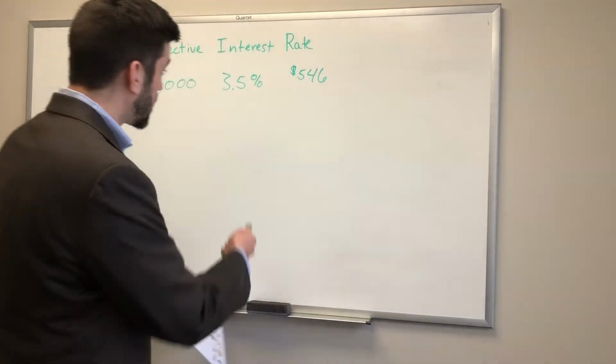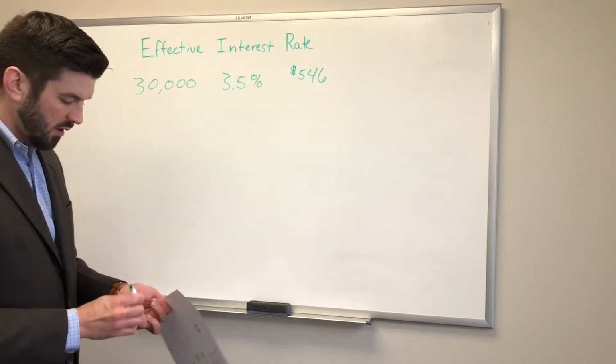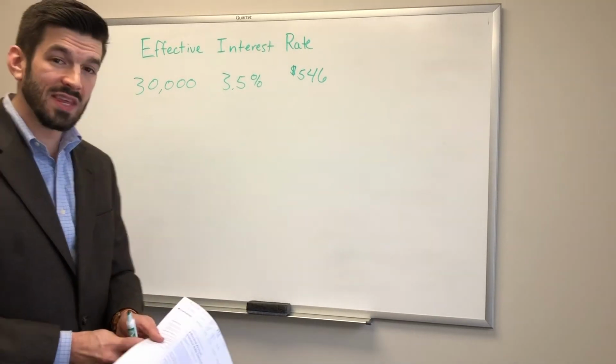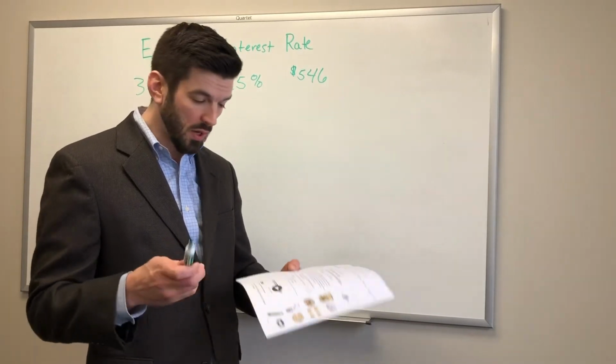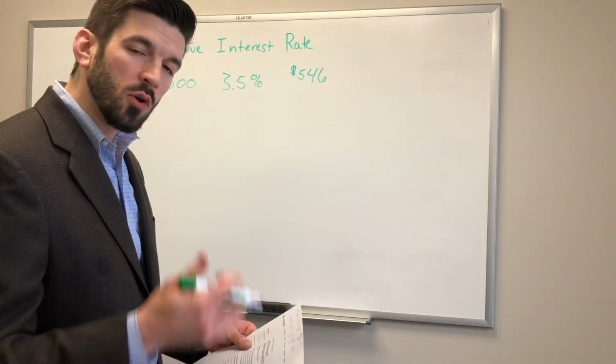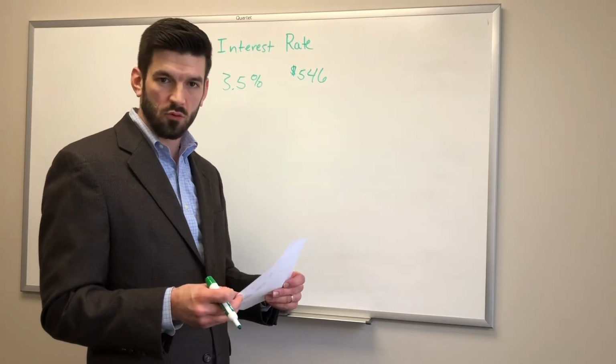So if I said, okay, what is your effective interest rate or effective interest cost? You might say, well, it's 3.5%. It says it right there. However, like I said, that is not the interest rate. That is an annual percentage rate. There's a big difference there. So let me show you in this example how you would be able to calculate the effective interest rate.